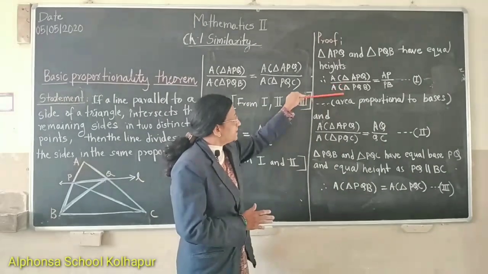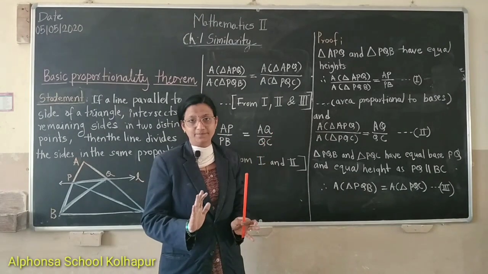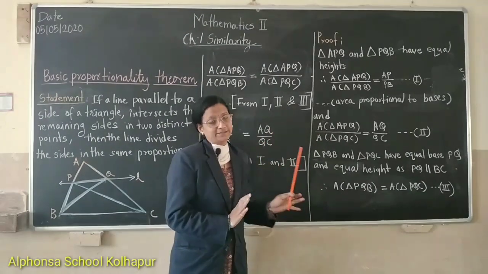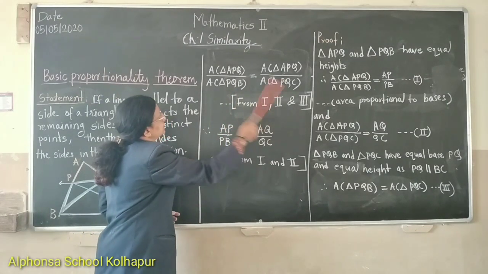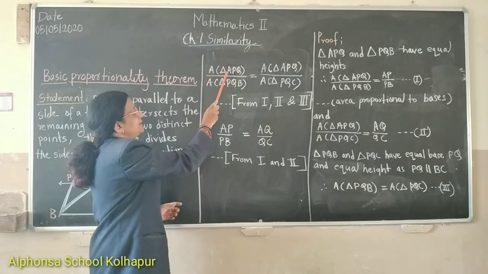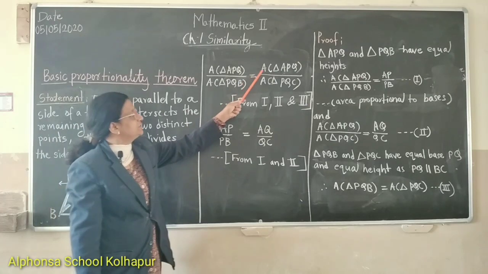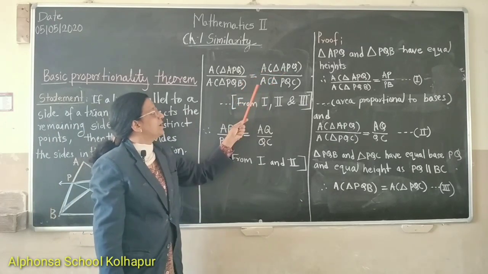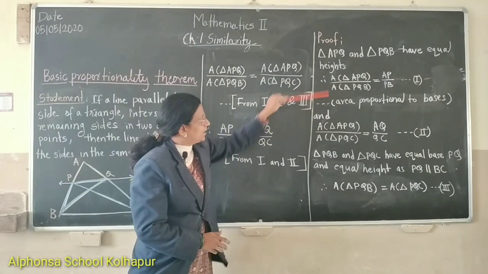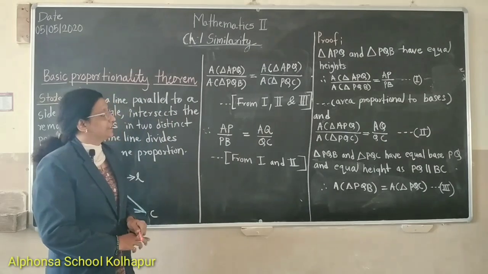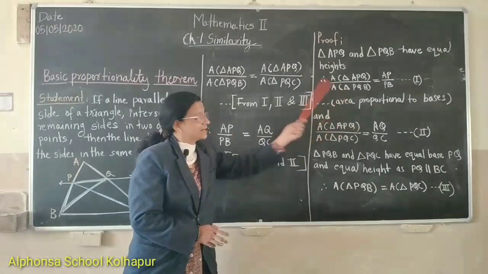Means left hand sides of equation 1 and 2, they both are equal. So let us write down that. From equation 1, 2 and 3, area of triangle APQ upon area of triangle PQB is equal to area of triangle APQ upon area of triangle PQC. As left hand sides are equal, right hand sides are also equal.